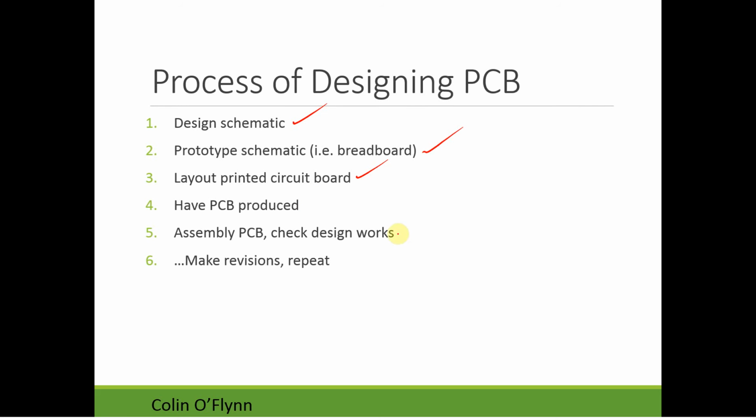You would then assemble it and check the design works. Almost always, your first revision, unless it's a fairly simple board or you've spent a long time verifying it, will have some sort of errors. Hopefully not too big of errors, and you can fix them with some wire. So then you'll make revisions, and you sort of go back to here, fix it up, have it made again, build a new one, check if it works. Hopefully within 2 or maybe 3 revisions, you'll have everything sorted out.